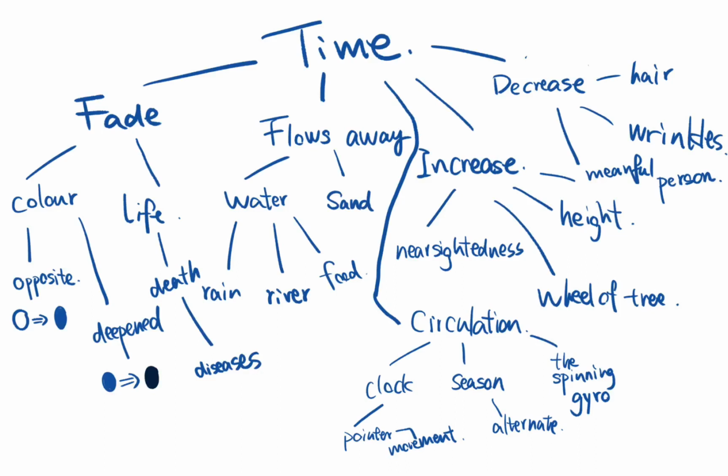When I think about time, I think about how to show it in the animation, like fading or flowing away, or you could say calculation, maybe an increase or a decrease. Thinking about fade, I had an idea about colors being opposite and dependent. Sometimes color could show life with death, or happiness with disease, and what could flow away to show time.